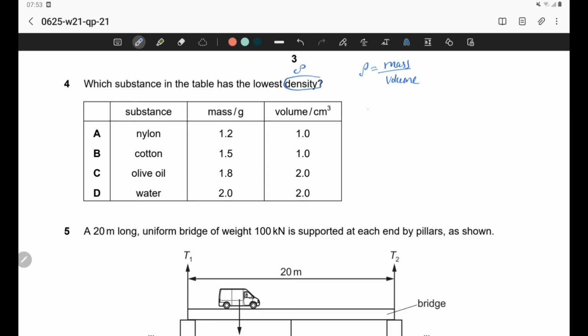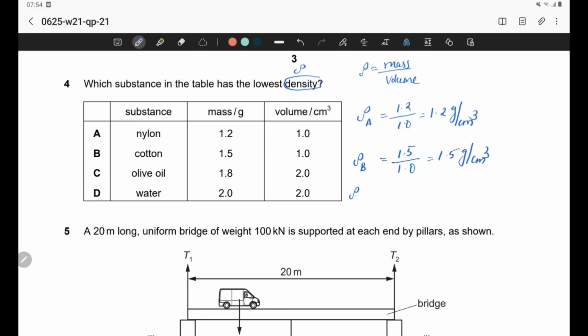So we can find out the density of the substance given in option A. That is mass, which is 1.2, over volume 1. So we will get 1.2 gram per centimeter cube. That is the density of the substance nylon. Likewise, the density of the substance given in option B, that is cotton, is mass 1.5 over volume 1. So we will get 1.5 gram per centimeter cube.